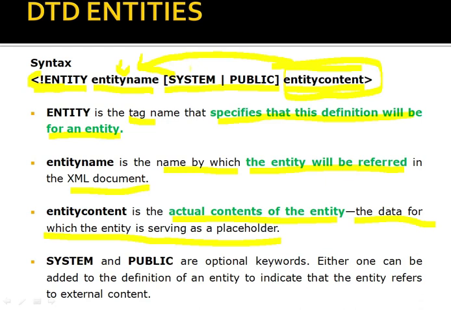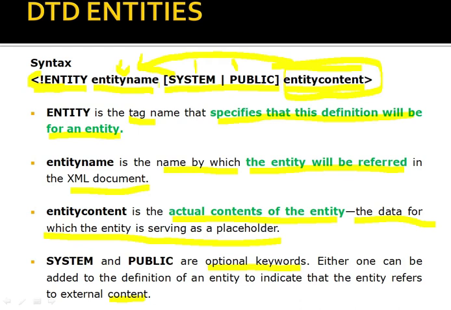We also have the keywords SYSTEM and PUBLIC, which are optional. Either one can be added to the definition of an entity to indicate that the entity refers to external content. When you use SYSTEM or PUBLIC, it tells the parser that the entity content is from an external source. The definition should begin with ENTITY followed by the entity name, and these 2 keywords are optional.